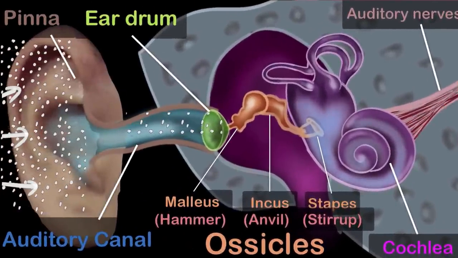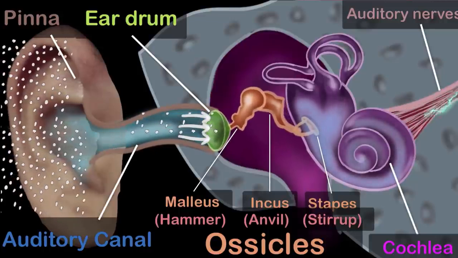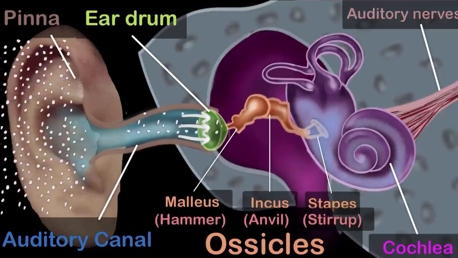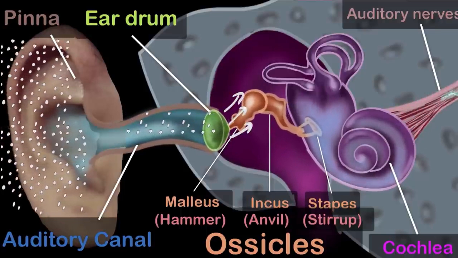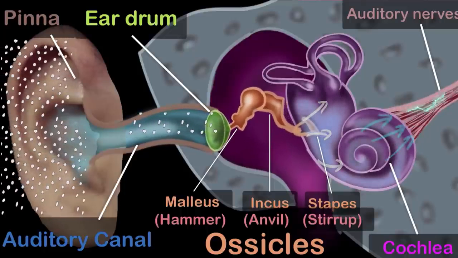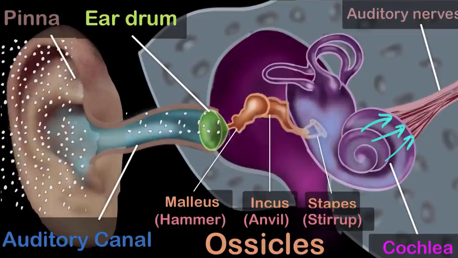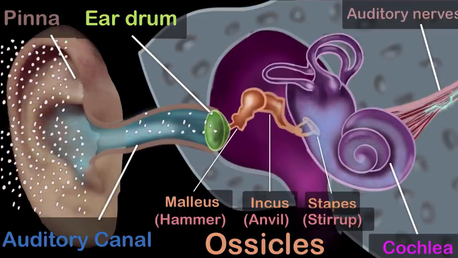And so, to summarize, the outer ear collects the sound waves through the pinna and directs them to the eardrums. The three tiny bones of the middle ear amplify these sound waves, transferring it into the cochlea, and the cochlea converts the back and forth vibrations of the particles into electrical signals and sends it to our brain.